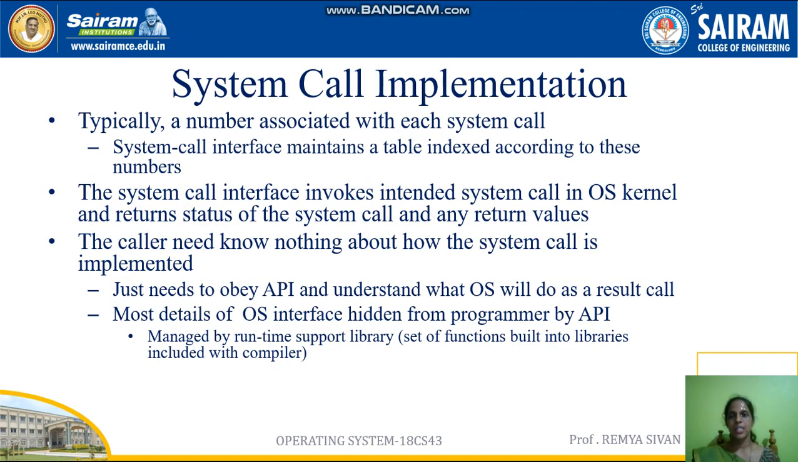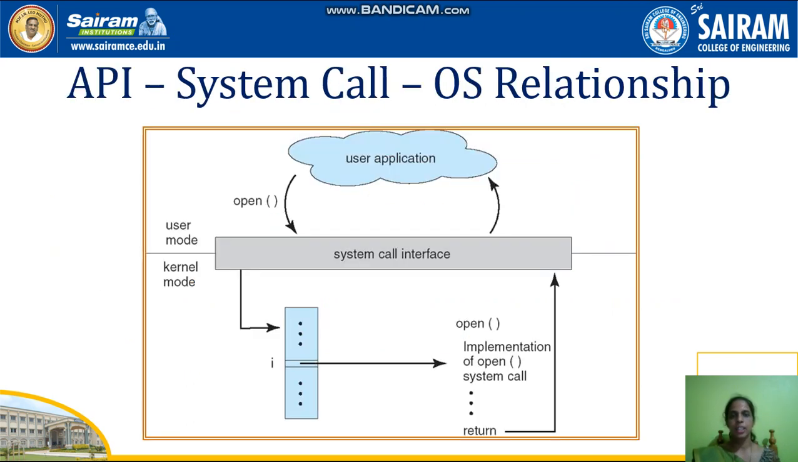And last video I explained what is system call. Here we are going to see the system call implementation. So along with each system call, there will be one unique number, and there will be one table. That table maintains the address of this system call where it is defined, and this table is indexed using the unique number associated with the system call. I'll explain using the example.